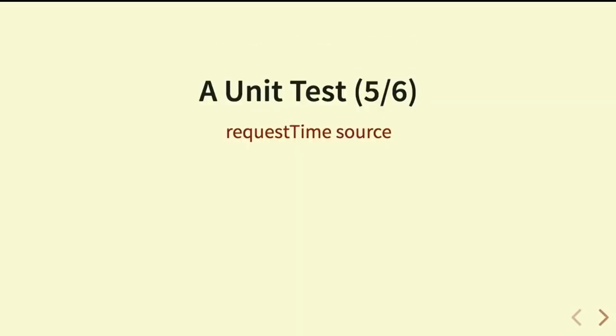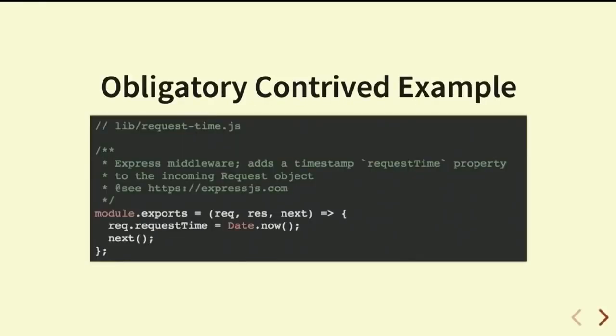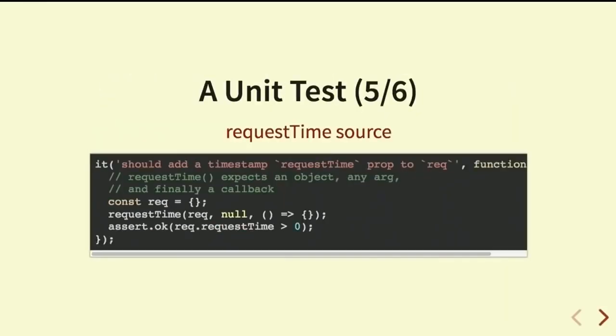Oops. So let's take a look at that request time source again. Okay, so what can we give it? We could do it like this. We have that empty object again, and it needs a second parameter. We don't use the second parameter for anything, but it needs something in there, right?